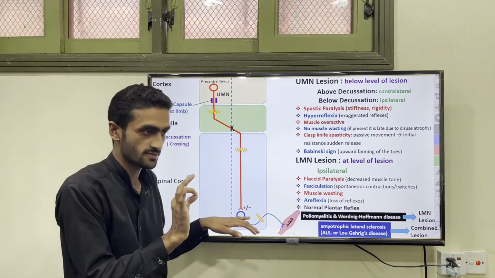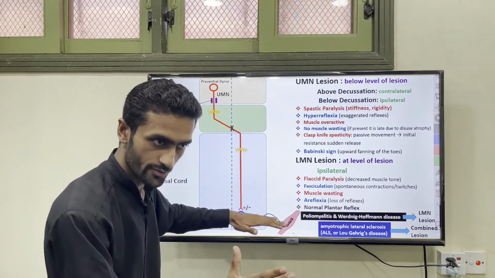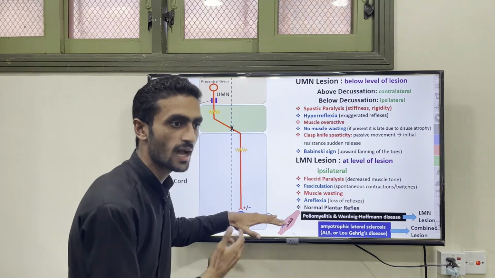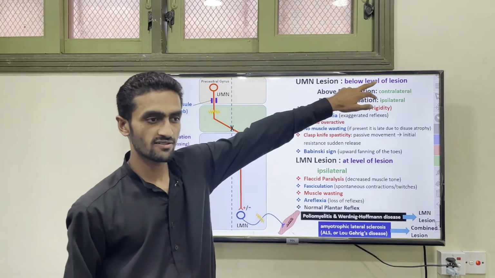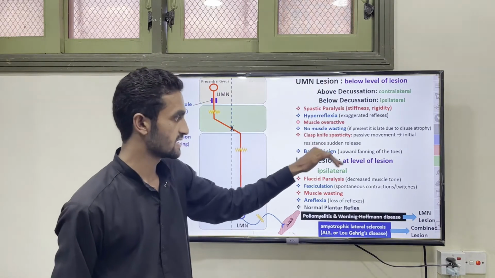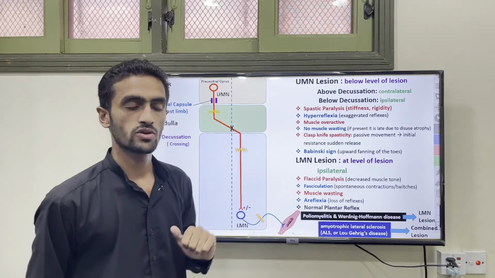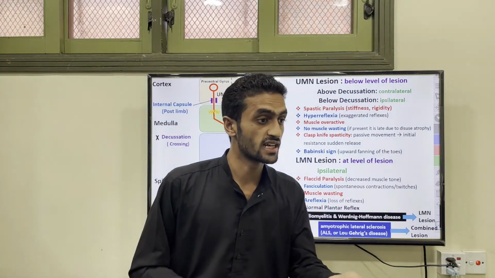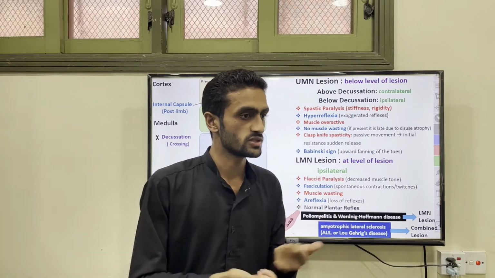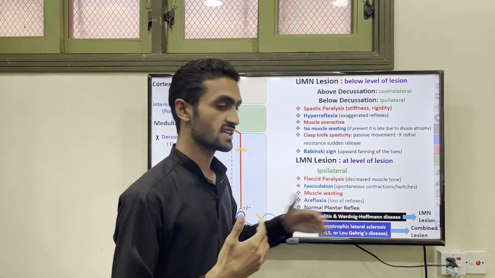Are you clear with this? At that level is the lower motor neuron lesion; below that is the upper motor neuron lesion. So in such a condition, below the level of the lesion is upper motor neuron lesion and some findings at the level are lower motor neuron. For example, if you have damaged the nerve of your biceps, you will find weakness in contraction.